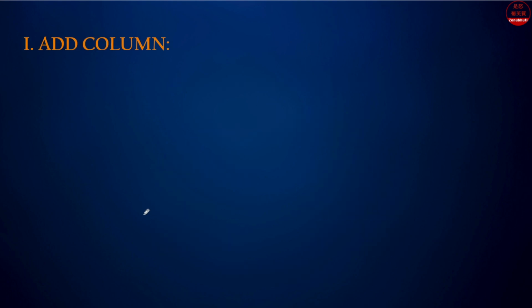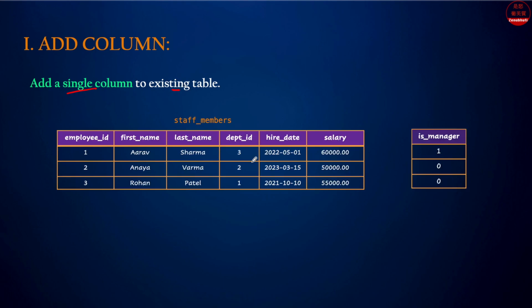Very first one is add column. We'll see here how to add a single column to an existing table. This is our table and we have this new column, and we're trying to attach this column, or add this column, to our existing table. Let's see how to do that.